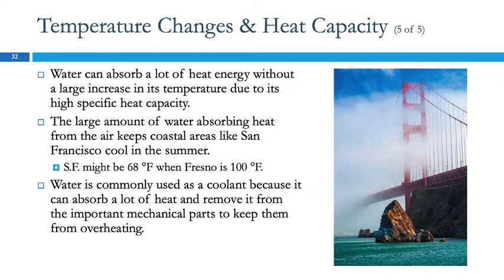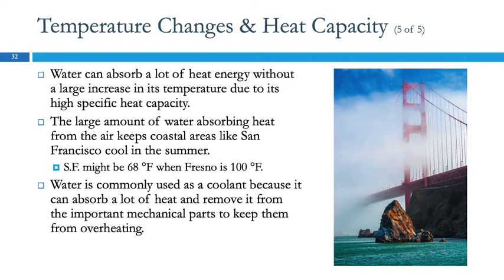A common temperature in Fresno in the summer is 100 degrees. That seems kind of nice, right? It's like, oh, that's not bad. Remember 115? 100 is nice compared to that. San Francisco might be 68 degrees when we're 100. Why? Water. San Francisco is on a peninsula, surrounded by the San Francisco Bay and the ocean.